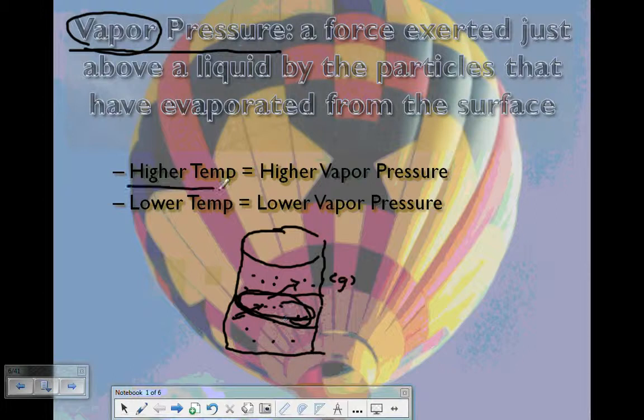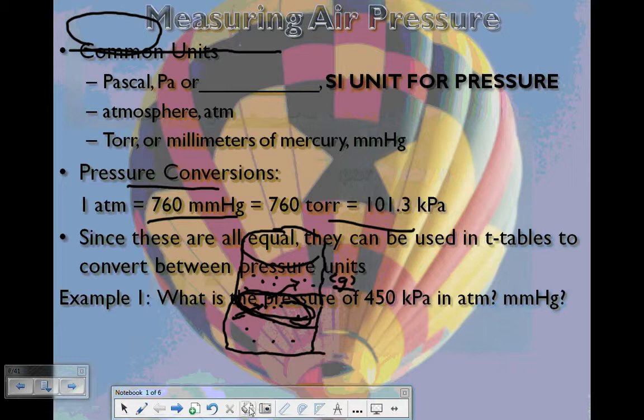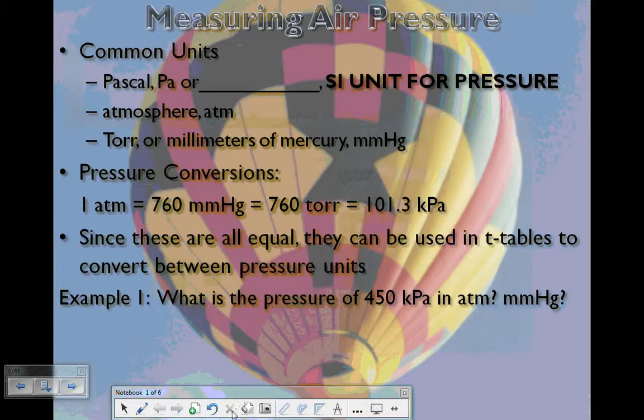If we raise the temperature, then we can get more of the liquid particles to collide with sufficient energy to turn into a gas. If we lower the temperature, then of course we're going to lower the vapor pressure. That's just how that works. Fewer collisions, less energy, fewer particles in the vapor phase. All right, well, let's measure this then. How do we measure this?